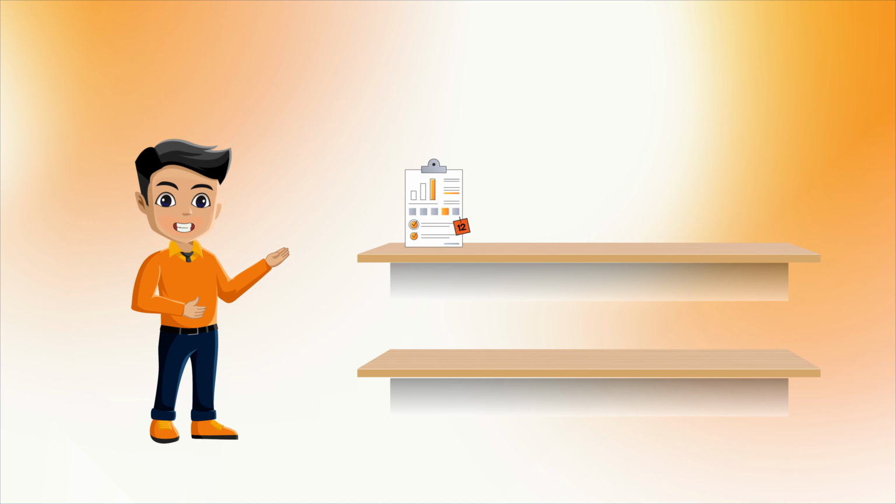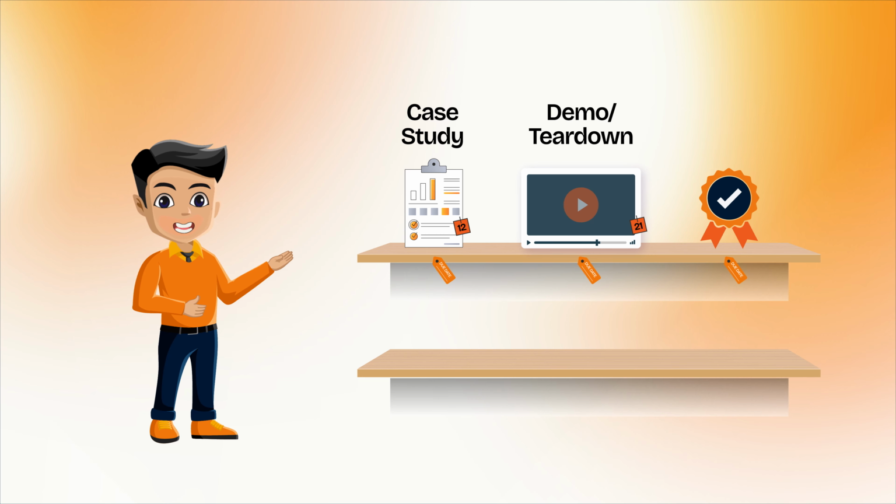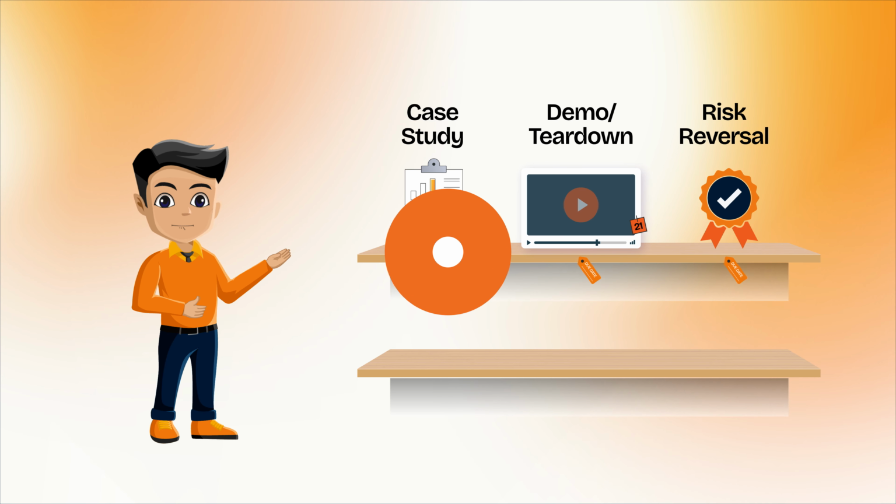Finally, define must-have proof. Decide the 3 assets you'll need to close trust gaps fast. 1 case study with numbers, 1 quick demo or teardown video showing the mechanism, and 1 risk reversal, trial, guarantee, or a first win setup checklist. Put deadlines on producing each.